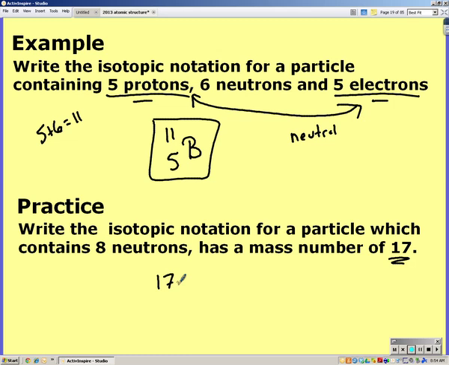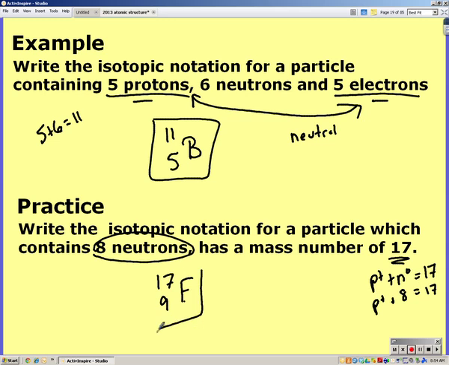So our mass number is 17, so that goes on top. Remember that mass number is protons plus neutrons, so since we know our neutrons are 8, and protons plus 8 has to give me 17, then I can figure out my protons. I get 9 for my protons, and looking at your periodic table, you should have gotten that 9 corresponds to the element fluorine.